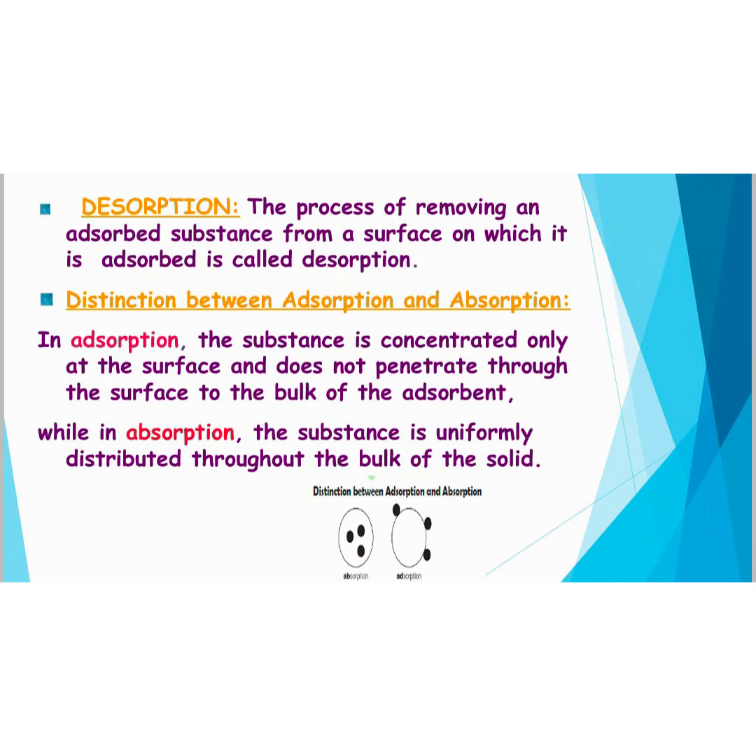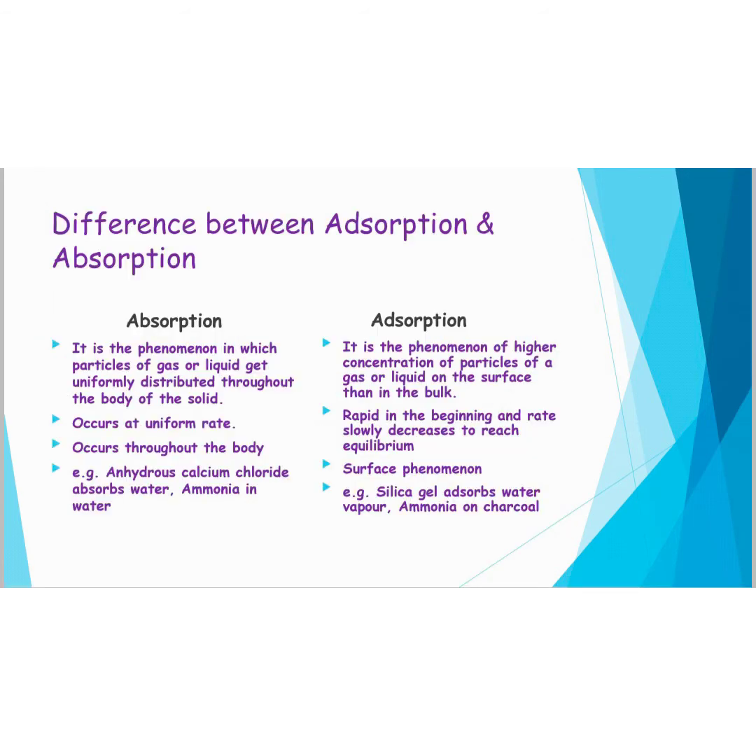The process of removing an adsorbed substance from the surface on which it is adsorbed is called desorption. It is necessary to understand the difference between adsorption and absorption. In absorption, the substance is uniformly distributed throughout the bulk of the solid, whereas in adsorption, the substance is concentrated only at the surface and does not penetrate through the surface to the bulk of the adsorbent. Hence, absorption is a bulk phenomenon, whereas adsorption is a surface phenomenon.